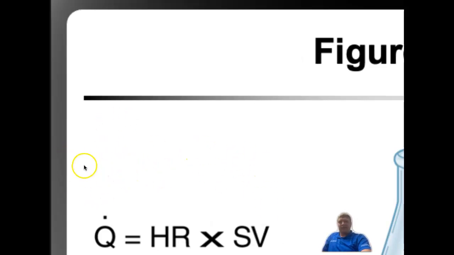And let's see, there's the 70 beats per minute times 60 milliliters that we came up with a little bit ago. It's 4.2 liters.